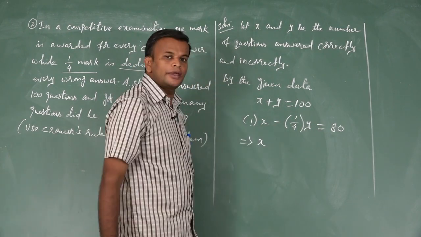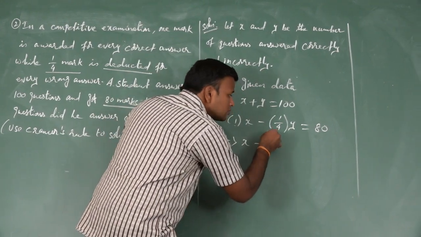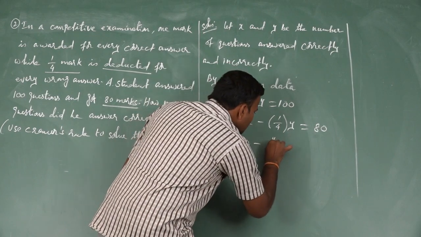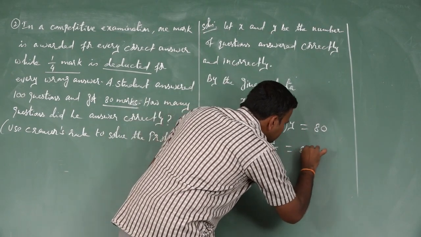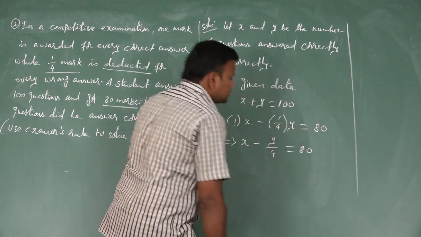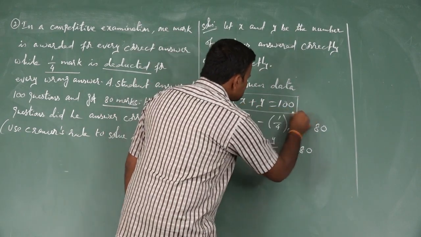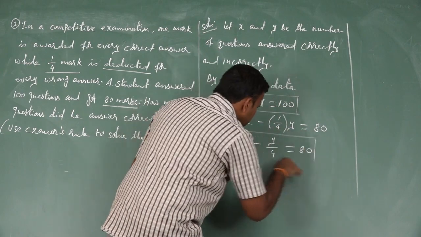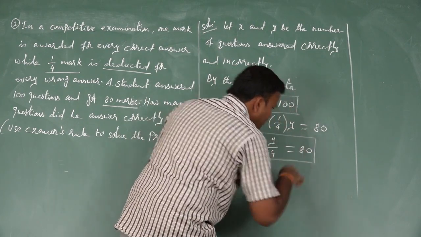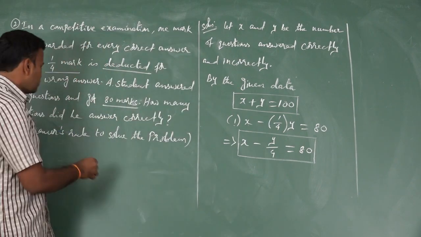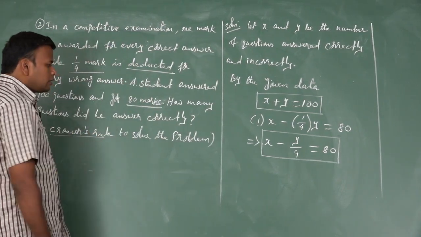1 into x is x minus, we write 1 by 4 into y, or y by 4 also, such that we take this y by 4 is equal to 80. So framing these two equations is very important in this question. Now we solve the problem by using Cramer's rule.